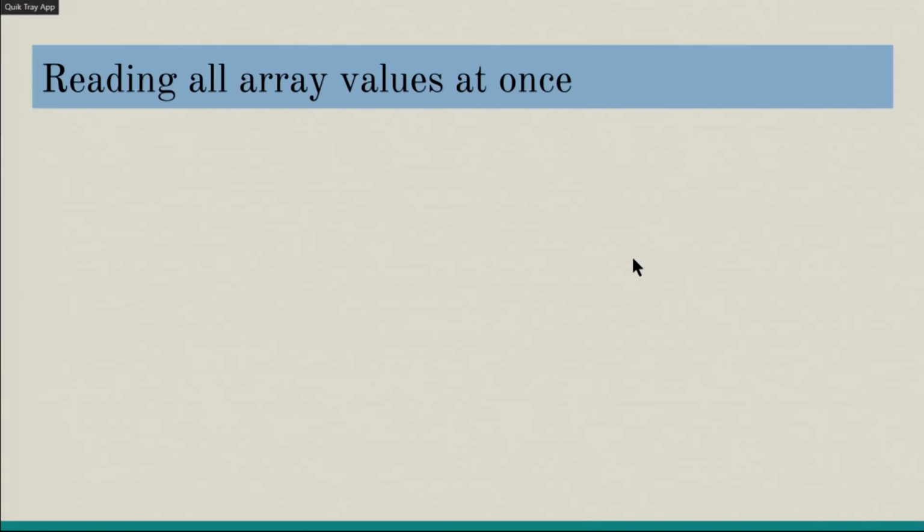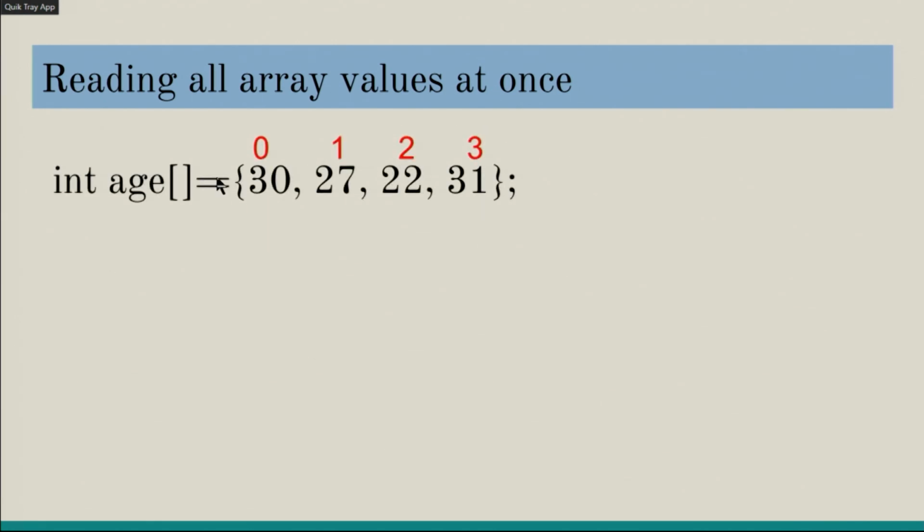Now let's see how we can print all the values of an array using a loop. For example, we have an array of age with type integer, and these are the values 30, 27, 22, 31, and the index is from 0 to 3. So it has 4 elements.